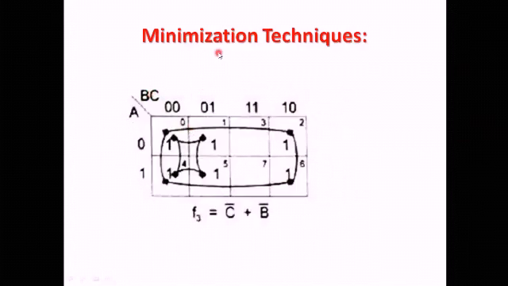Next one is this one. Now we have seen that we can do the simplification using two ones if they are adjacent to each other. Now what happens if four ones are adjacent to each other? This is the case. These four ones are adjacent to each other.